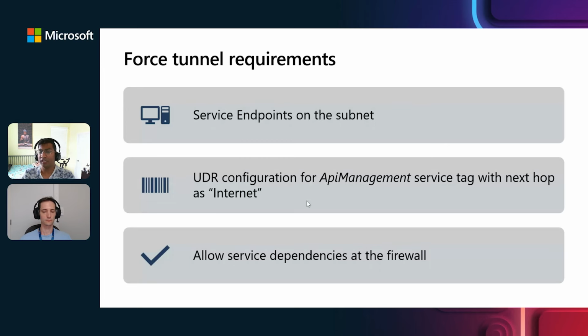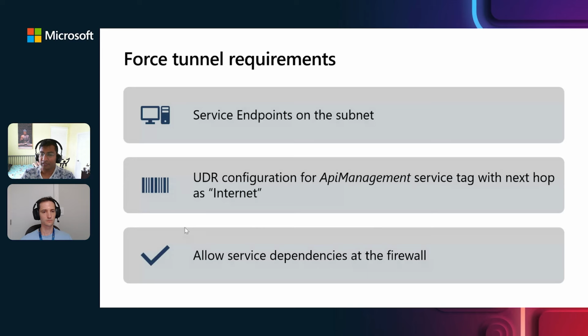And if you are using a firewall and a UDR to route all your traffic to avoid asymmetric routing for your management plane traffic, you need to make sure that the API management service tag is set to the next hop as internet. That way, there is no asymmetric routing issue and the traffic flows through for all management related operations.